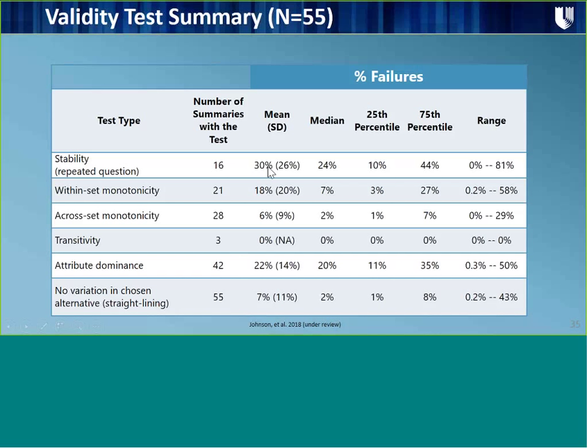We got a surprisingly large failure on stability. It turns out that it depends on the interval between the first and the second question, this is the repeated question. If you follow it immediately after, then almost everybody passes. If you ask it at the beginning and the end, you get lots of people failing. And we believe that is because people at the beginning of the choice sequence are just kind of trying to figure out what you're asking them to do.